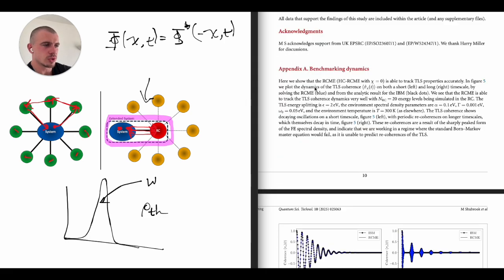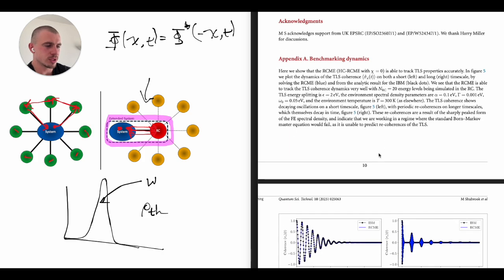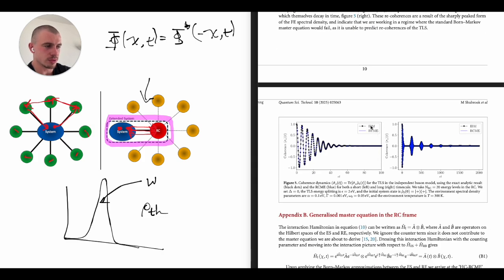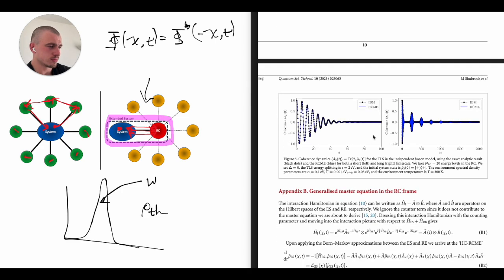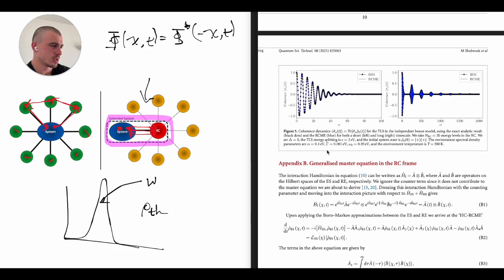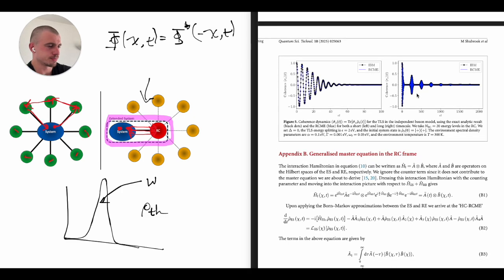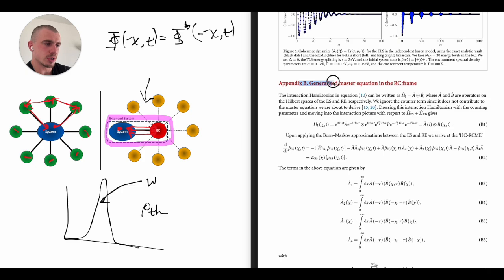So in the appendix, we have some benchmarking dynamics where we essentially just show that the reaction coordinate master equation can track the dynamics of the system very well. That's what we show in this figure here. And on this long time scale, we see these recoherences of the system. This essentially just shows us that we're working in the non-Markovian regime, because a Markovian master equation would not be able to predict this. And then in the second part of the appendix, we show what the heat counting reaction coordinate master equation looks like.